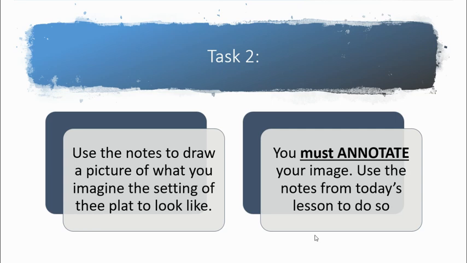When you have completed your image, you must annotate your image. Use some of the notes from today's lesson to annotate your image. By annotations, I mean castle, dark color to represent tragedy, forest. You need to illustrate what it is you have included in your picture and justify your reasons. Explain why you made it the way that you made it.